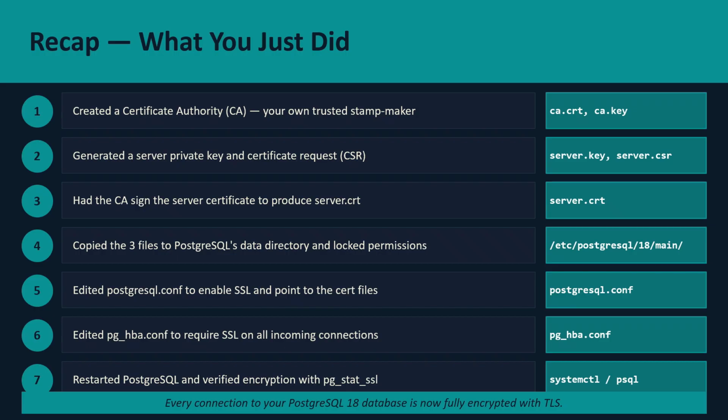we placed all the files in the right location with the right permissions, and we told PostgreSQL to use SSL via the postgresql.conf file, and we made SSL mandatory in the pg_hba.conf file with the hostssl option. And in the last step, we restarted the service and confirmed it's working, and every connection with our PostgreSQL 18 database is now fully encrypted. That's a real production-level security setup.